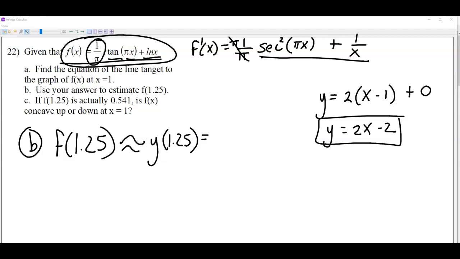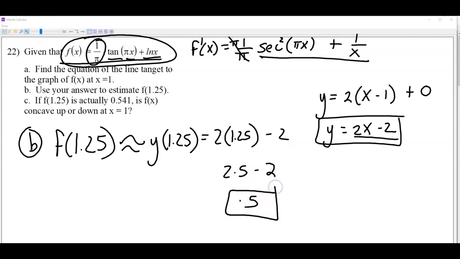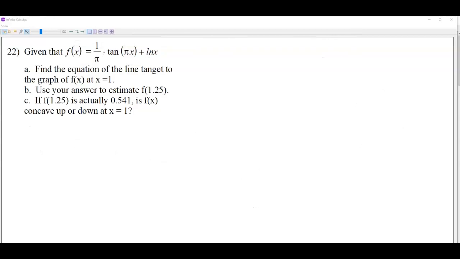So I'm going to take this equation over here, and I'm going to replace x with 1.25, and we're going to simplify from there. And there's our answer. So we're looking at approximately 0.5 for our estimation there. Go ahead and take a look at part C.